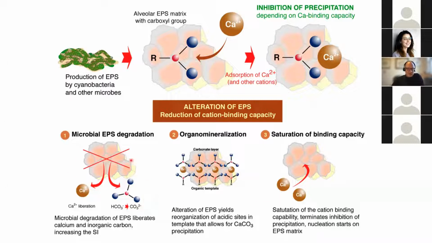You can also degrade this EPS. It's food, right? It's organic stuff. So some heterotrophic bacteria will degrade it, liberating the calcium and bicarbonate. You can also get, during diagenesis, some reorganization of the template. Trichet and Defarge have written on this, and create conditions also where the saturation index goes up, and you get a template for nucleation of calcium carbonate precipitation.